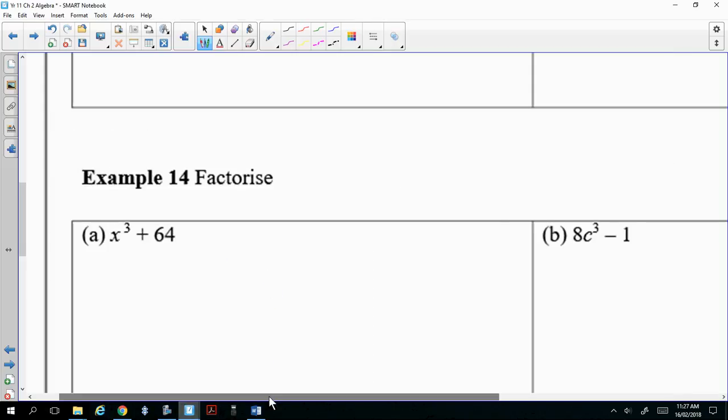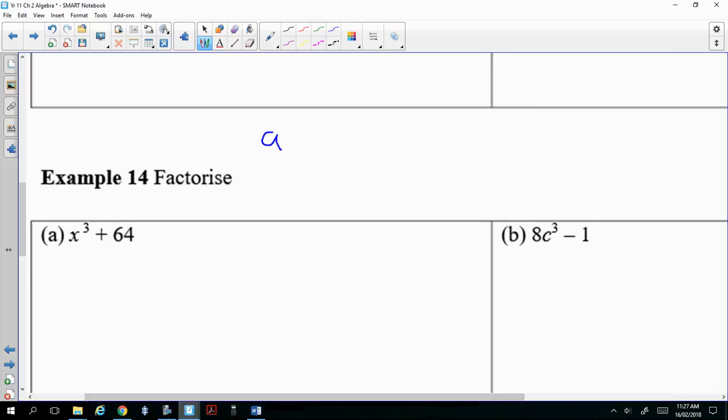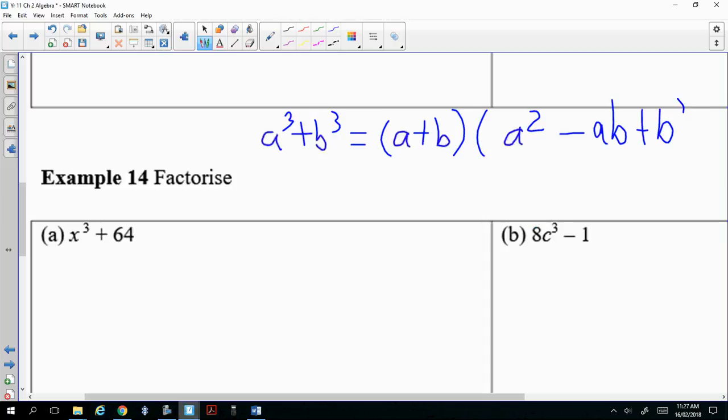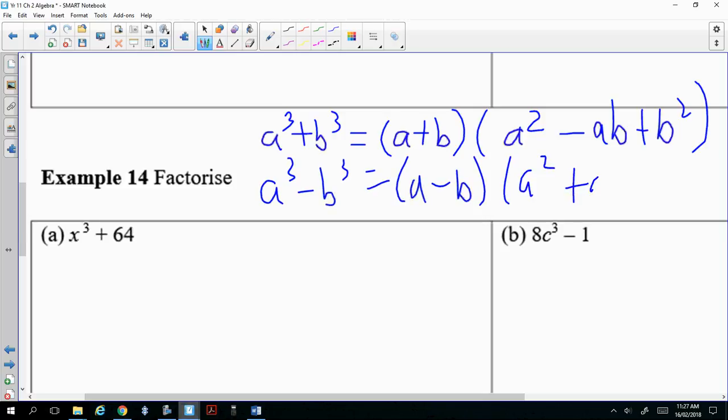The first one is a cubed plus b cubed. It starts off with a plus b, right? Bracket a squared minus, because there's a plus, so you remember to put the minus in the second bracket, ab plus b squared. And the difference of two cubes will be a minus b, but then you go a squared plus ab plus b squared. We're going to use this formula for part A.